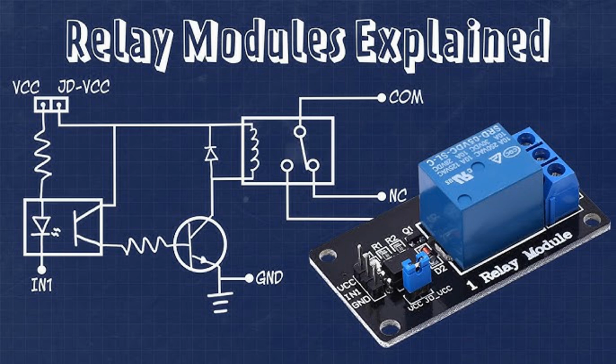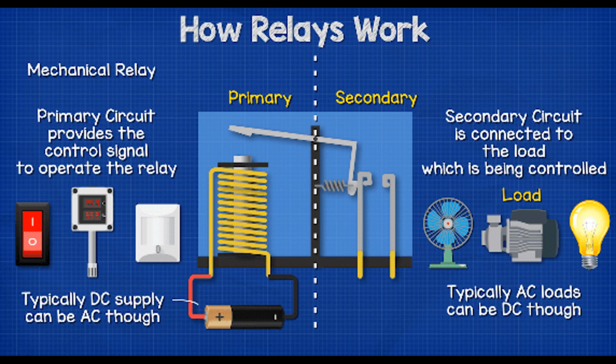Key characteristics. Timing range: the duration of the delay can often be adjusted from milliseconds to hours, depending on the relay design. Contact configuration: can be configured as normally open, NO, or normally closed, NC, based on the application requirements. Power rating: the maximum voltage and current the relay contacts can handle.